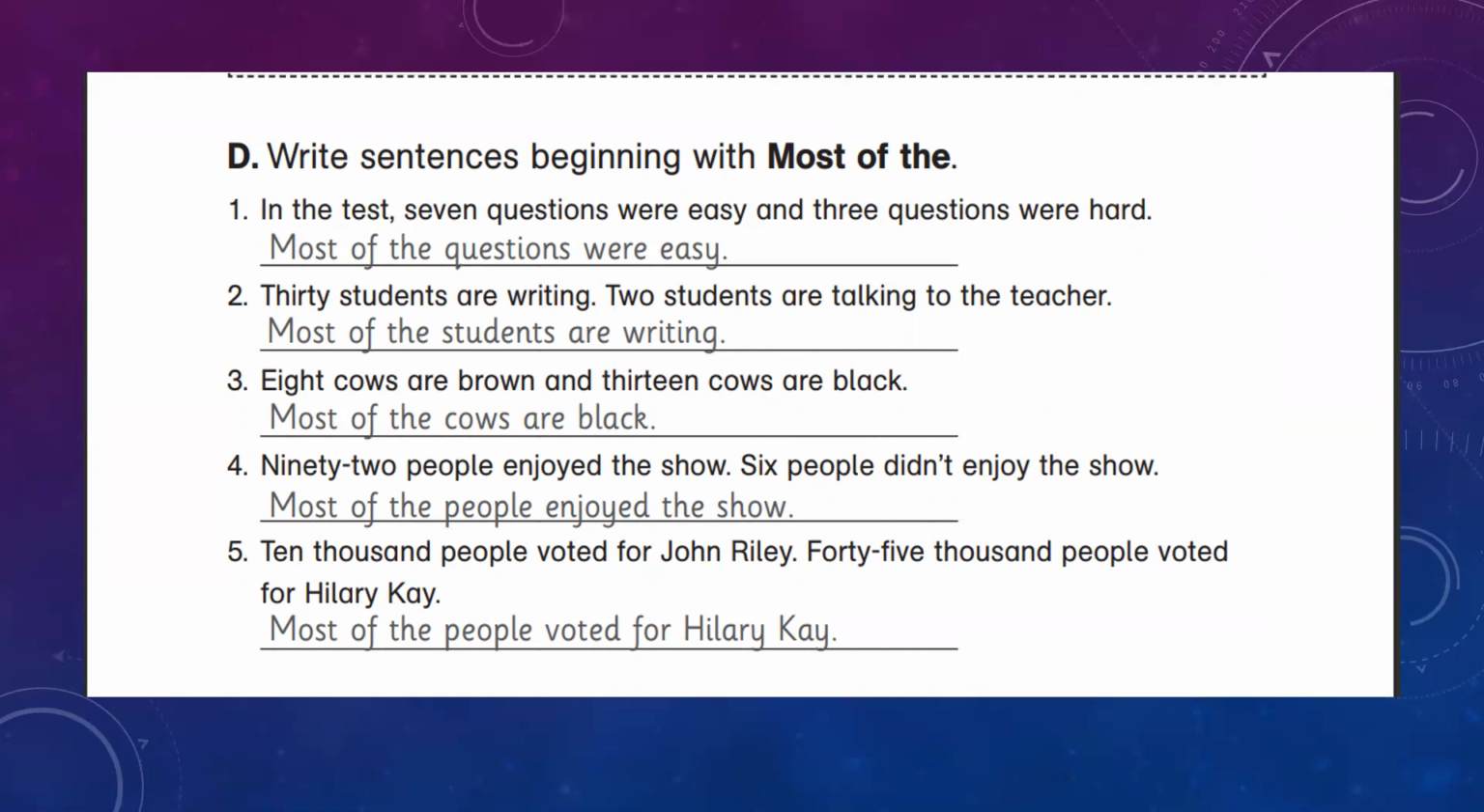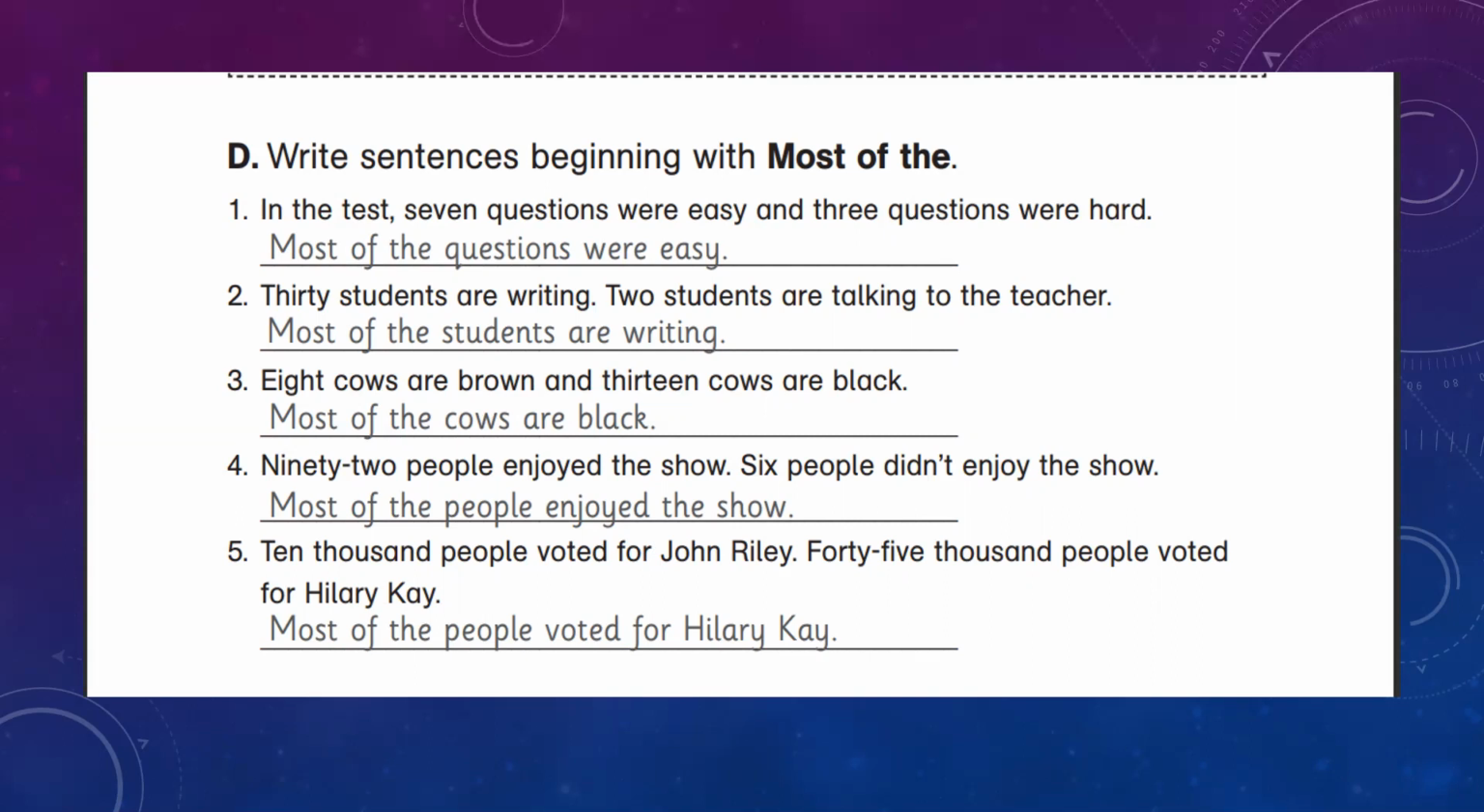2 students are talking to the teacher. It means most of the students are writing. Only few are talking to the teacher. Number 3, 8 cows are brown and 30 cows are black. It means most of the cows are black. Number 4, 92 people enjoyed the show and 6 people didn't enjoy the show. It means most of the people enjoyed the show.